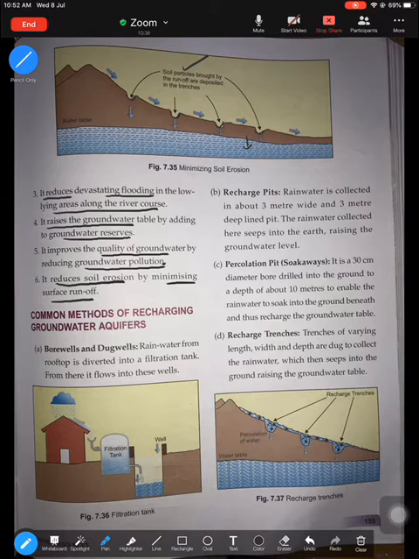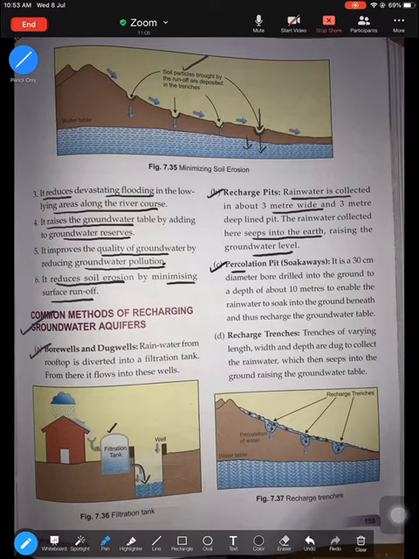And there are other methods of recharging underground water or the water table. From the rainwater you can have a tank, and from that tank the water can enter the well, so the well cannot dry. Recharge pits: rainwater collected in 3-meter wide pits seeps in, raising the groundwater. There could be small pits like this from where the rainwater would seep in, get collected and further percolate down.